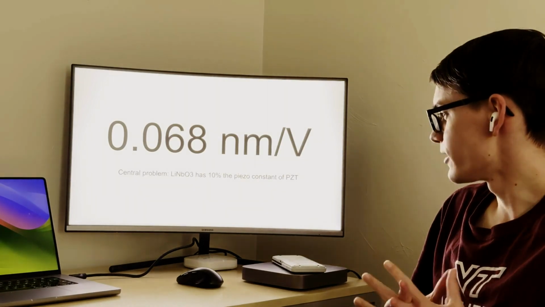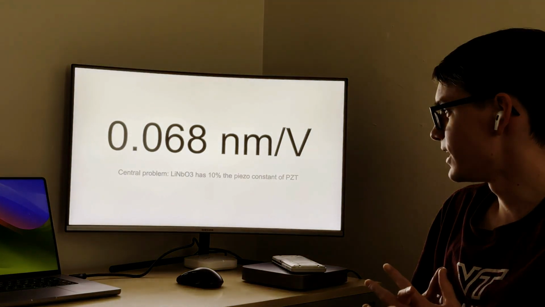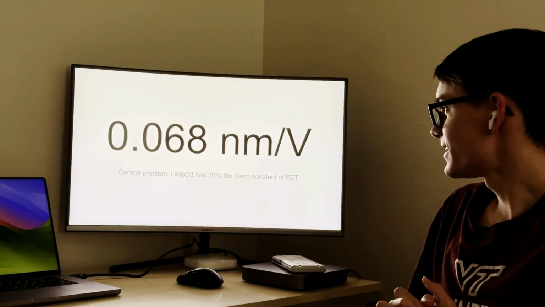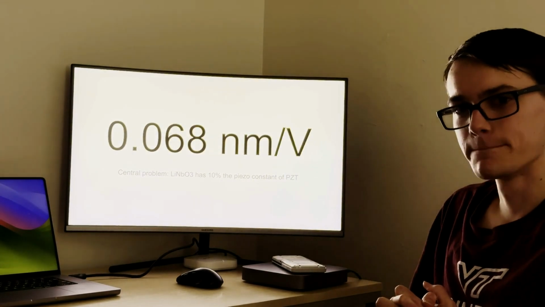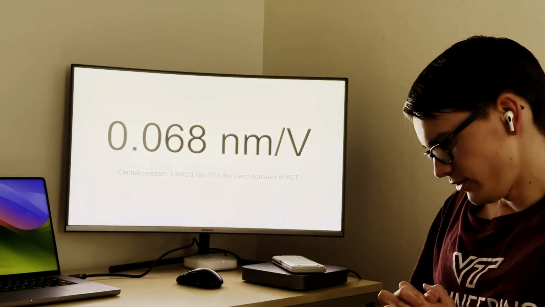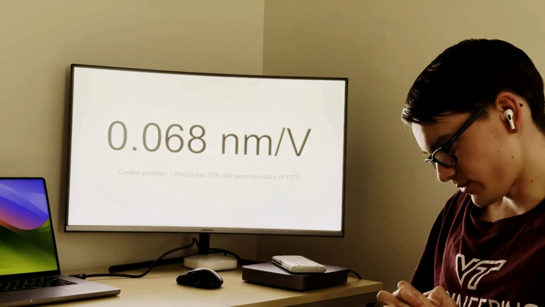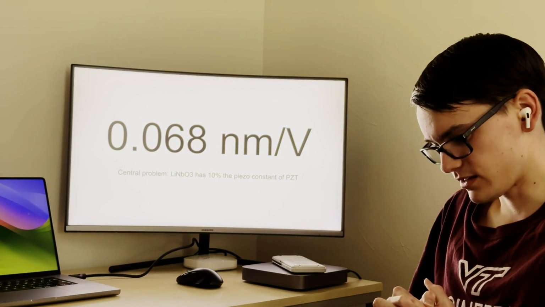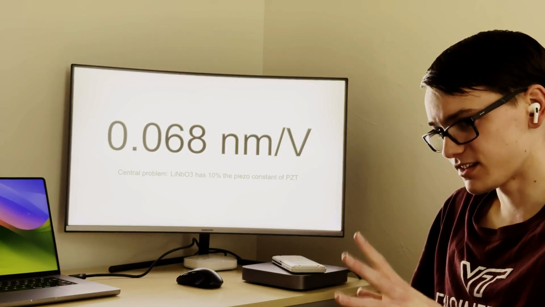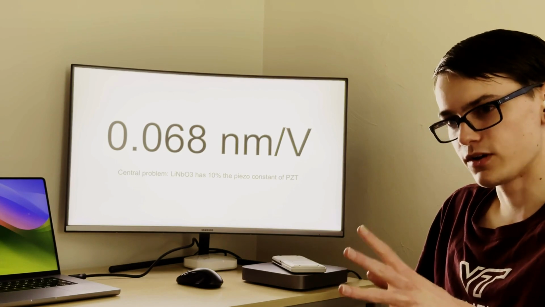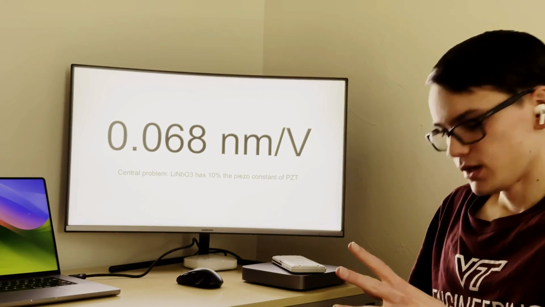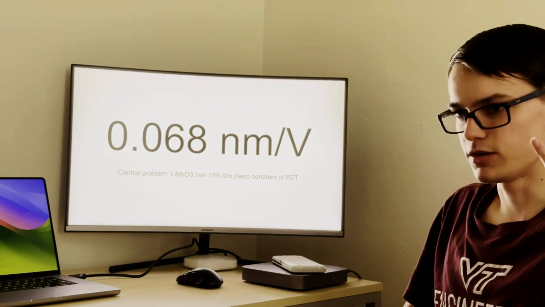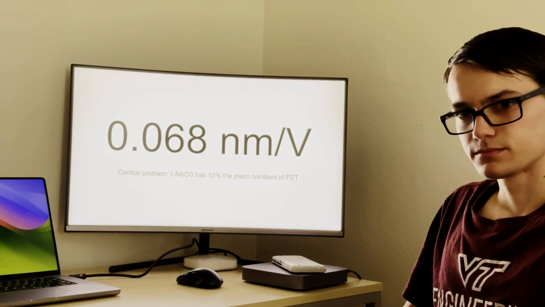So the major issue with lithium niobate, and why I think it hasn't actually been done yet in a scanning probe, is the fact that it has 10% the piezo constant of PZT. And that's an issue because there's a certain range you need to overcome, around 20 to 50 nanometers. That is a critical range necessary to overcome static friction in the coarse nanopositioner. So if you want to have a coarse step, it's going to need to be at least more than 50 nanometers to actually overcome friction.